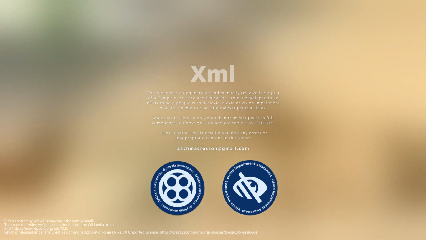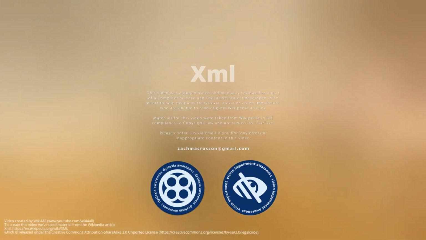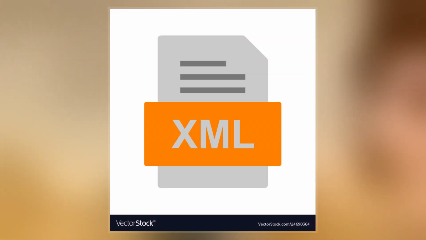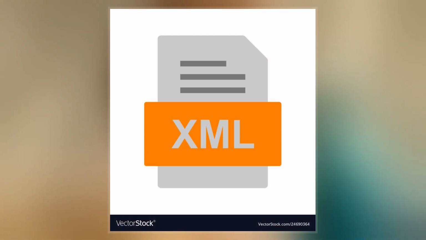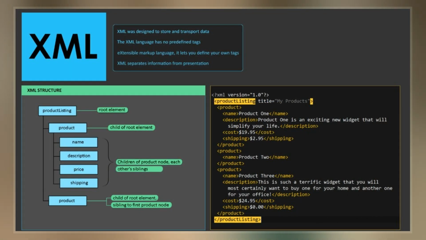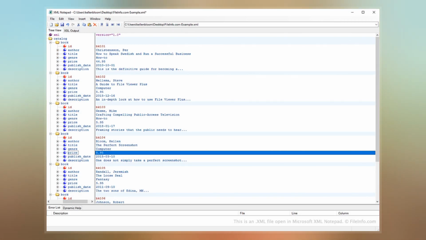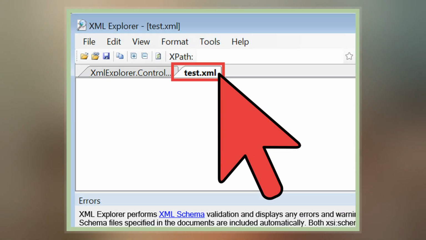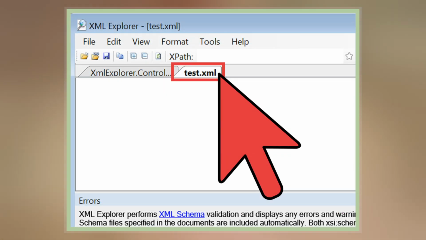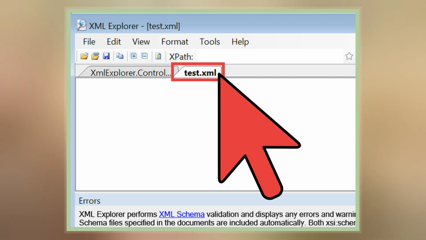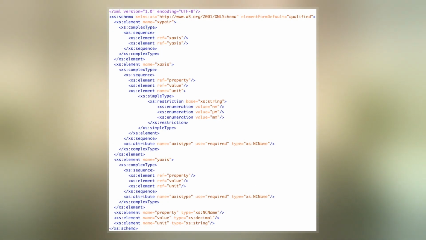Extensible Markup Language is a markup language and file format for storing, transmitting, and reconstructing arbitrary data. It defines a set of rules for encoding documents in a format that is both human-readable and machine-readable. The World Wide Web Consortium's XML 1.0 specification of 1998 and several other related specifications, all of them free open standards, define XML. The design goals of XML emphasize simplicity, generality, and usability across the Internet.